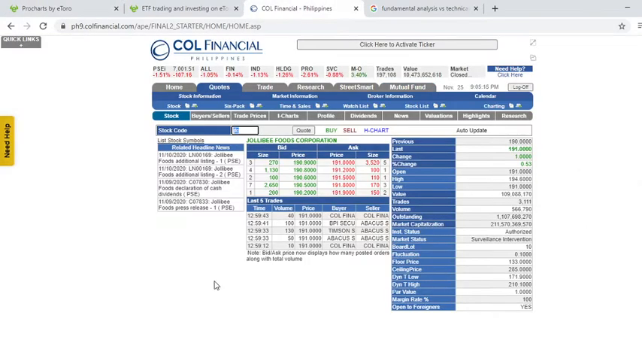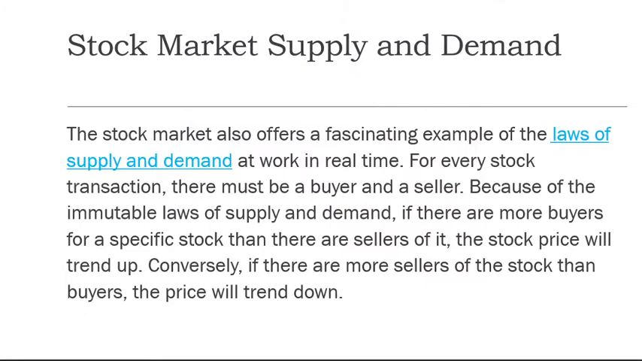So the best example of this is this one. There are a lot of sellers because a lot of shares are being sold at 191. However, it seems that no one is buying at that price. They want to buy it at only 190.9. So it might trend down tomorrow, seeing the size of the shares of the people who want to sell. So when people are selling, the price will go down. But when people are buying, the price will go up. So that's how stock market supply and demand work.